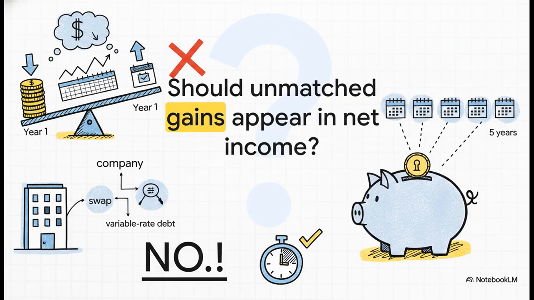Say a company has a 5-year interest rate swap, designated as a cash flow hedge on variable rate debt. In year 1, interest rates drop and boom, that swap gains $50,000 in fair value. But, and this is absolutely key, no actual interest savings have been received yet in cash. So, should this $50,000 paper gain show up in year 1 net income? Absolutely not. Not yet. The actual benefit is only going to be realized as those hedged interest payments are made over the next 5 years.